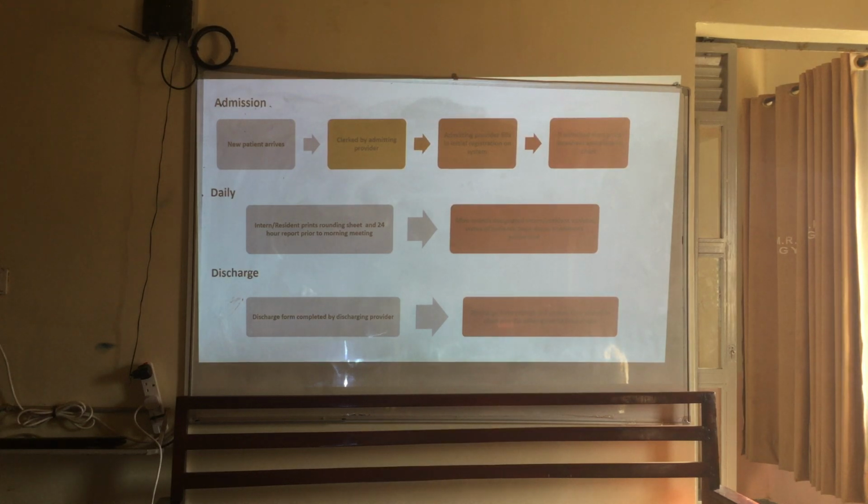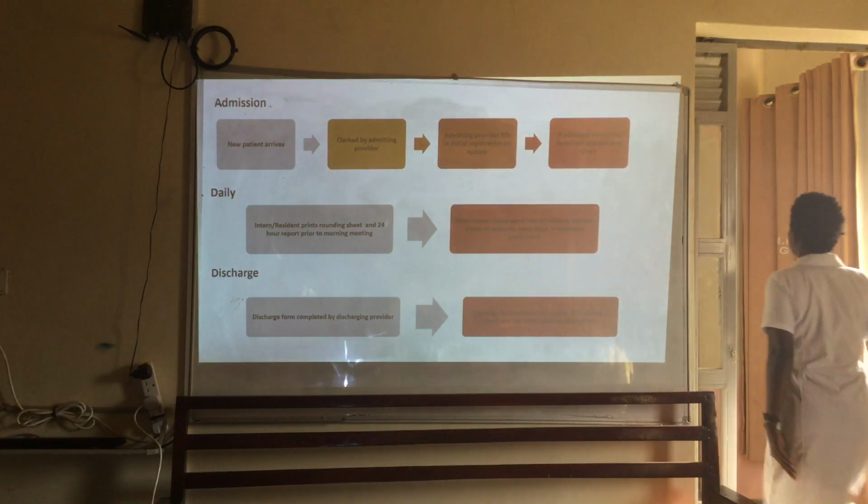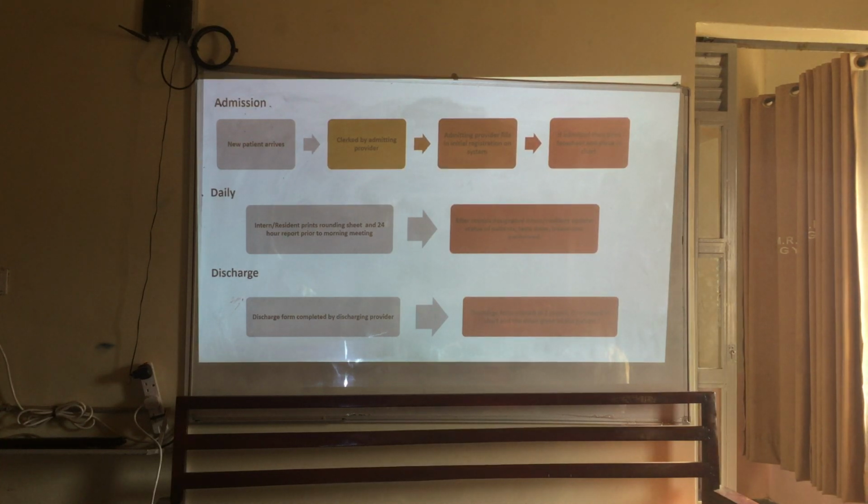This is like the flow chart of how the system will flow. When a patient, the mother, comes, we take admission. So that is a new patient has arrived. Then we check the admitting, checked by the admitting provider, a health worker or a doctor. Then the admitting provider fills in the initial registration in the system. At that point we get the initial details.